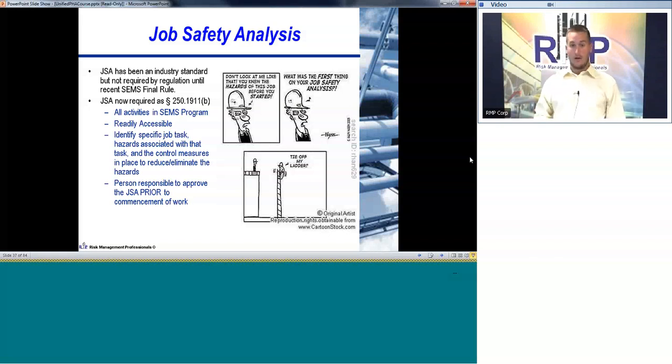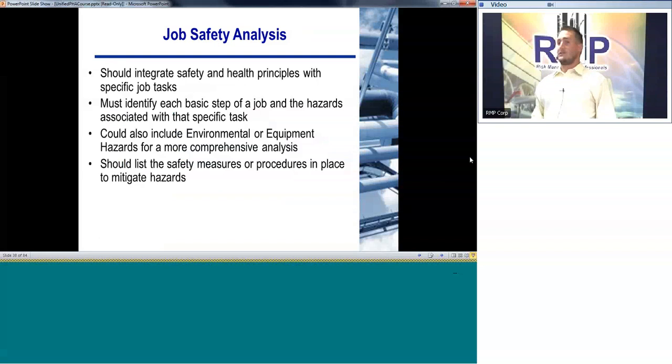Moving forward. So what is a job safety analysis, a JSA? A JSA should integrate safety and health principles with specific job tasks. They must identify each basic step of a job and the hazards associated with that specific task. Also, they can include environmental equipment hazards for a more comprehensive analysis.